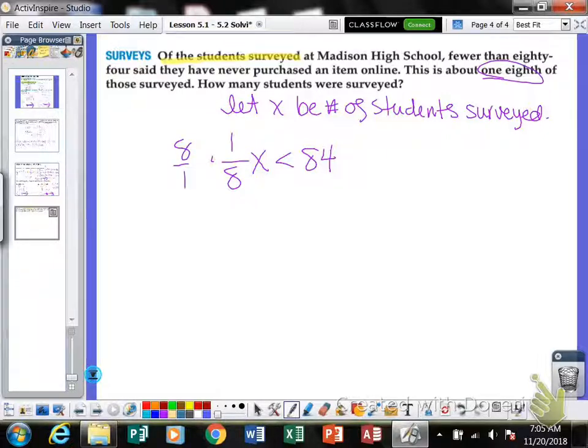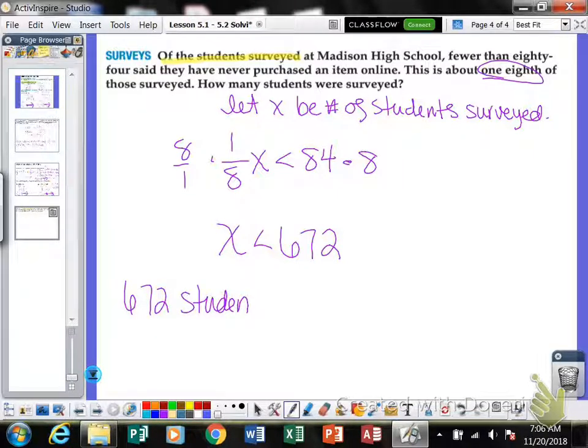Multiply by the reciprocal. x is less than, and we get 672. And then check it. Pick a number less than 672, I'm going to pick 0. 1/8 times 0 is 0. 0 is less than 84. Do a quick mental check. That's fine. And then we recap it. It says how many students were surveyed. 672 students were surveyed.